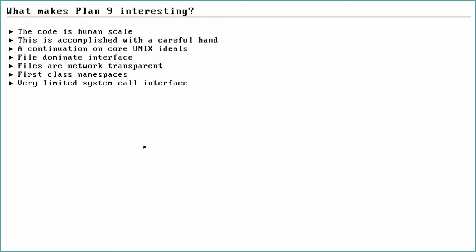So to get back on track, what makes Plan 9 interesting? Well, I think the number one reason is the code is what I call human scale. One single person can understand all of the code in Plan 9. And that's crazy to think about.